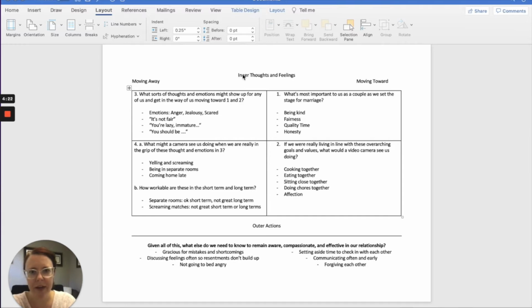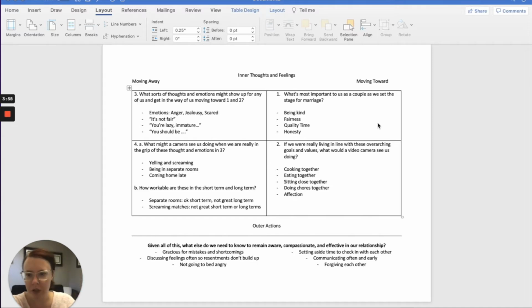At the top we have inner thoughts and feelings. On the bottom we have outer actions. This is what someone would see me doing. And then on the left side we have things that take us away from our values, that move us away, versus on the right side, things that move us towards our values.